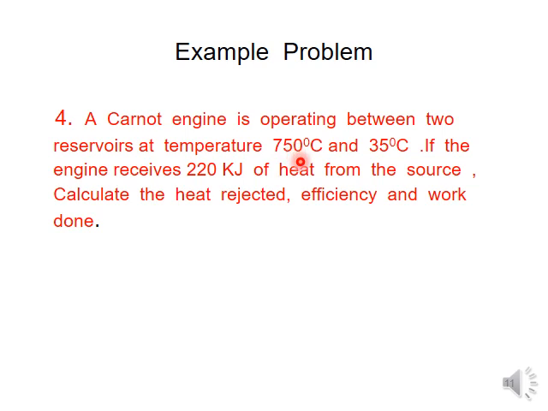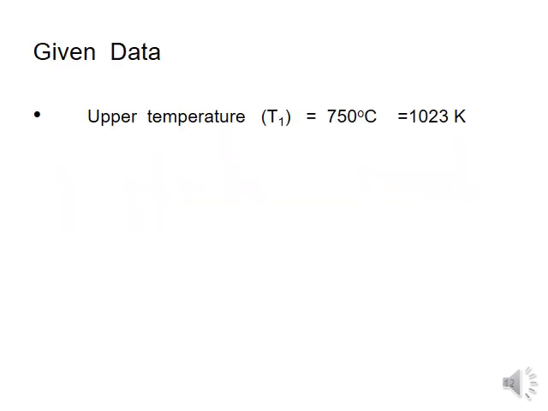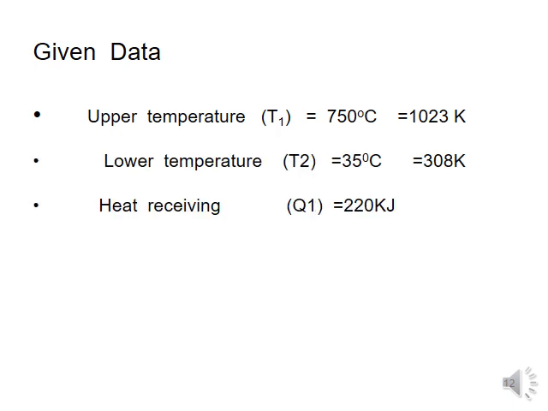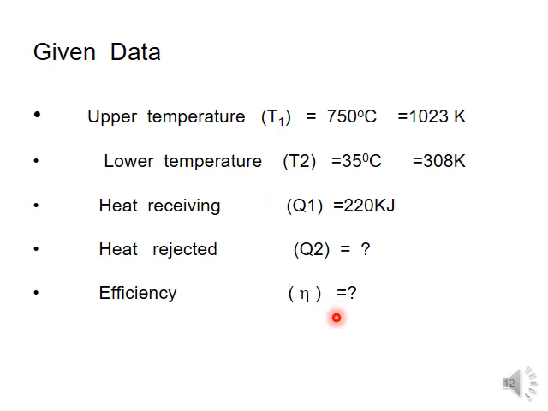So first write the given data. Upper temperature T1 is 750 degrees centigrade, lower temperature T2 is 35 degrees centigrade, heat received Q1 is 220 kilojoules, and heat rejected and efficiency we have to calculate. Firstly, we have to calculate the efficiency, because we know the values of temperatures T1 and T2.